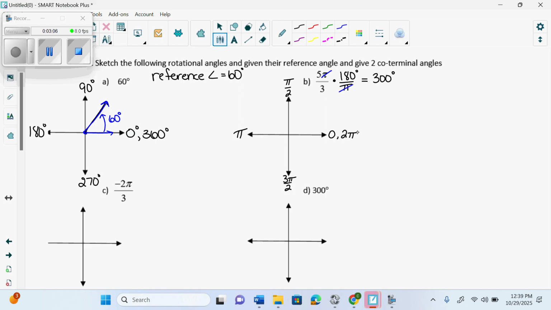So I still have to label my axes in radians, even though I like degrees better, because the question was in radians. Now I can draw where 300 degrees would be. I start with my initial arm on the x-axis always. 300 would be 60 less than 360, so it's going to be about here. I draw counterclockwise with my arm to go to here, and I do not put 300 degrees here. What do I put? 5 pi over 3.